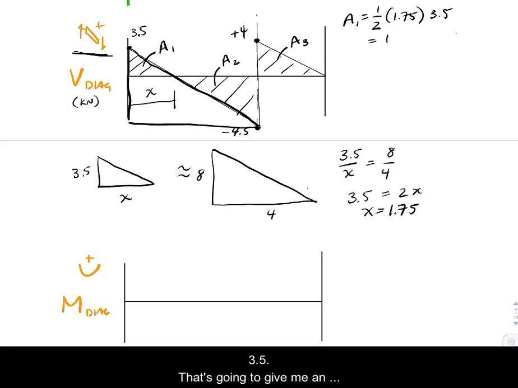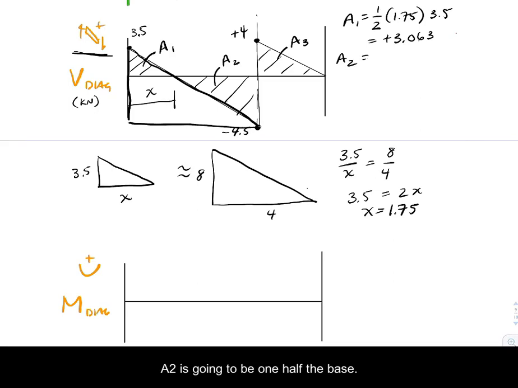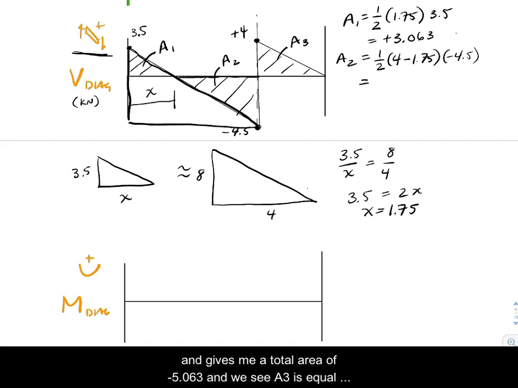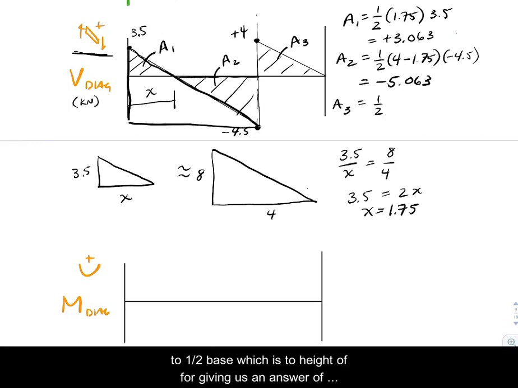So that's going to give me an answer of plus 3.063. A2 is going to be 1/2 the base, which would have a distance of 4 minus 1.75 times a height of minus 4.5. That gives me a total area of minus 5.063. And we see A3 is equal to 1/2 base, which is 2, height of 4, giving us an answer of positive 4.